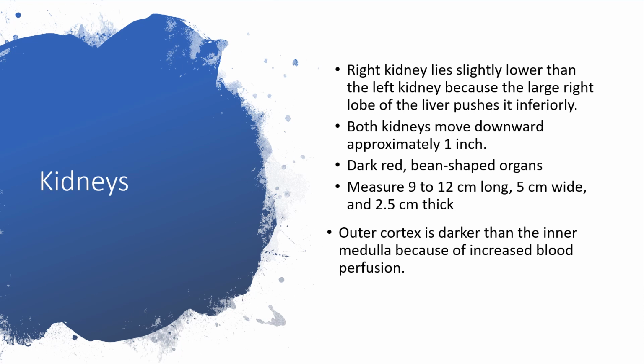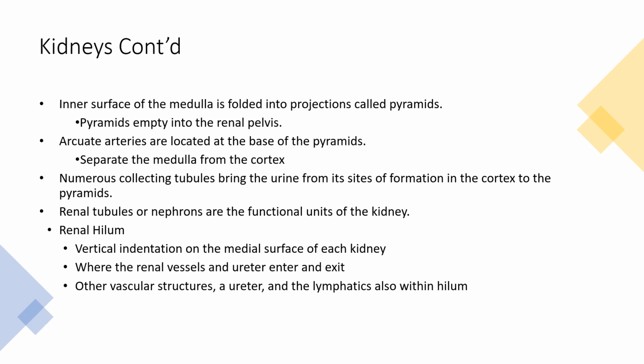They're dark red, bean-shaped organs measuring 9 to 12 centimeters long, 5 centimeters wide, and approximately 2.5 centimeters thick. The outer cortex is darker than the inner medulla because of the increased blood perfusion. The inner surface of the medulla is folded into projections called pyramids. The pyramids empty into the renal pelvis, and the arcuate arteries are also located at the base of the pyramids.